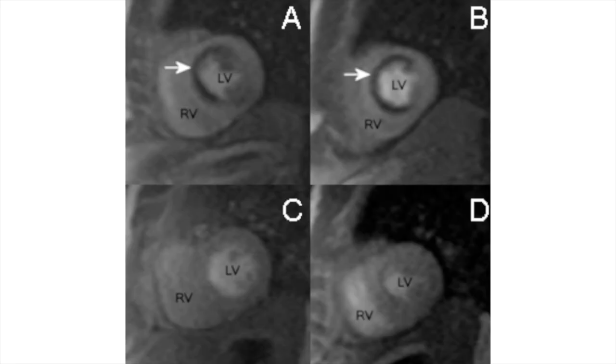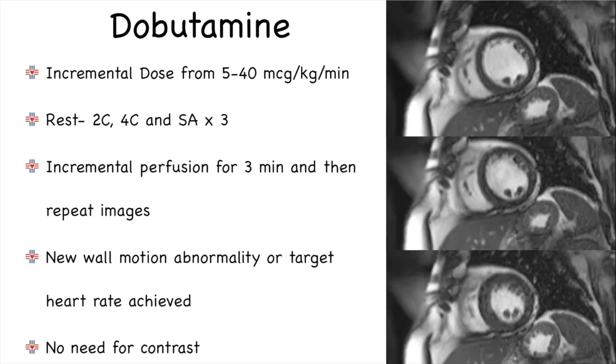This is a different case example where we are showing area of perfusion defect in the septum and anterior segment extending into the inferior segment, while on rest images there is no perfusion defect, suggestive of a reversible perfusion defect in keeping with ischemia. Another method of assessing ischemia is by looking at inducible wall motion abnormality.